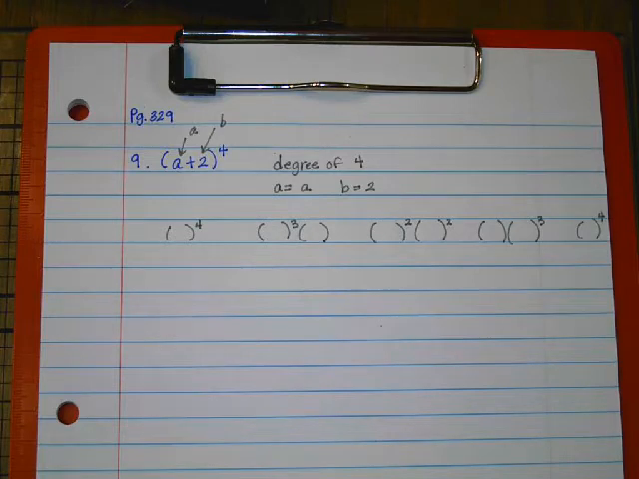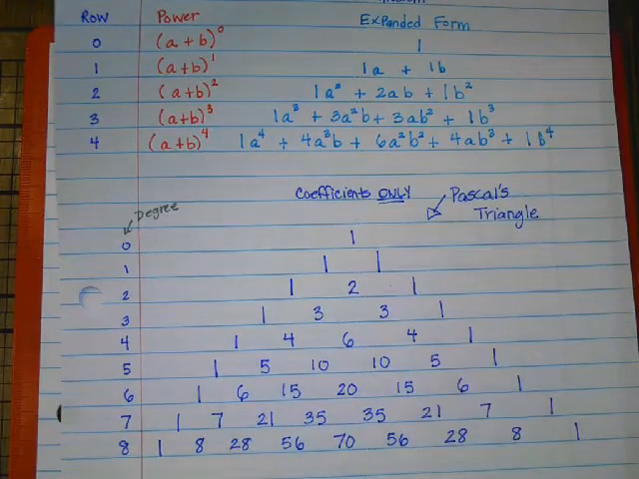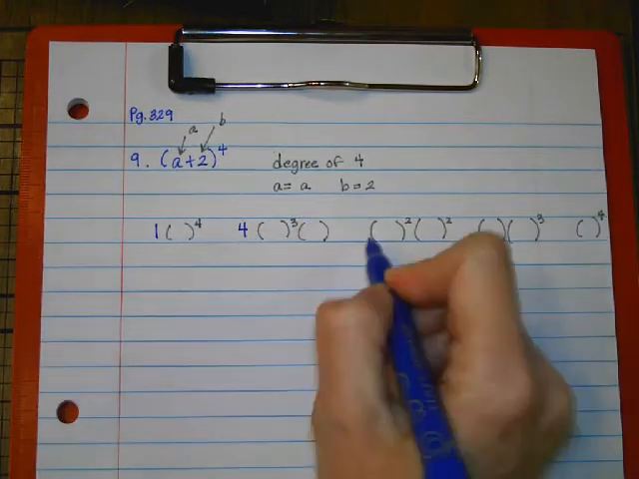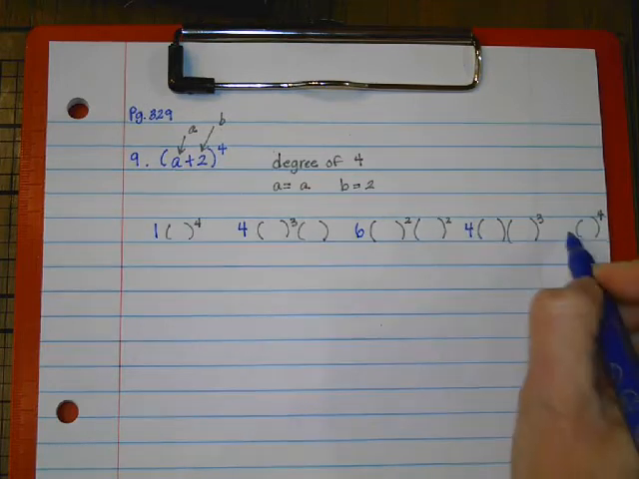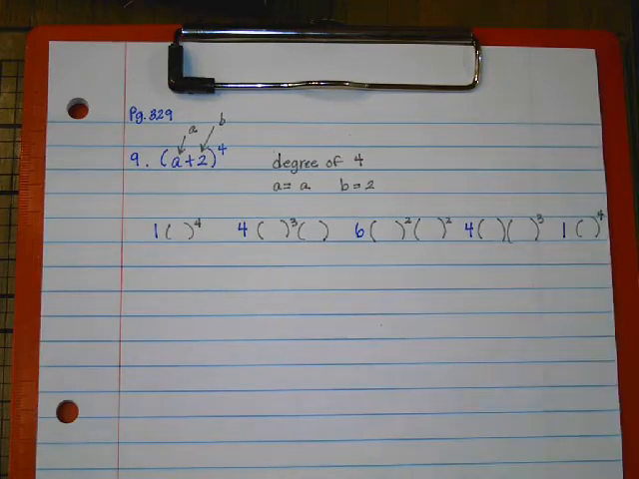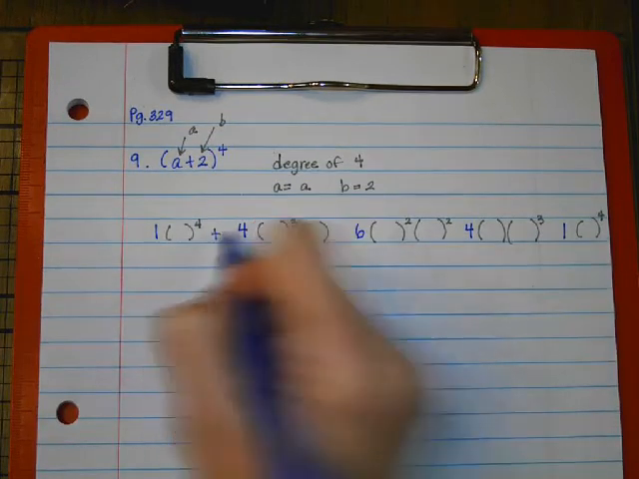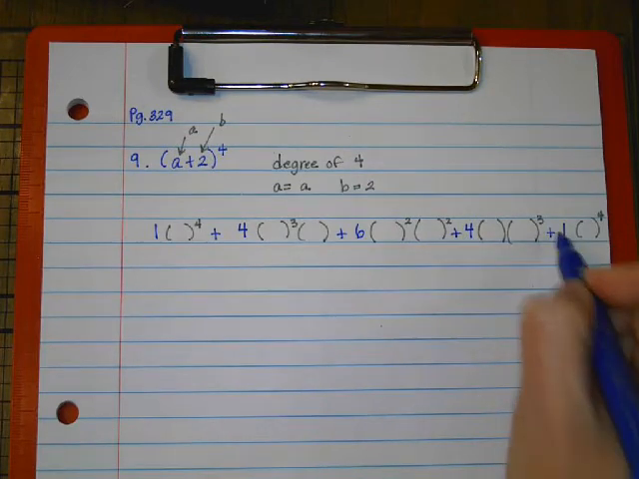All right, so I'm going to pick up my chart, my row 4, which is 1, 4, 6, 4, 1. I'm going to put those coefficients in. 1, 4, 6, 4, 1. Since this is positive, everybody in here will be positive. So it'll be a plus, a plus, a plus, a plus. All right, so we're good.